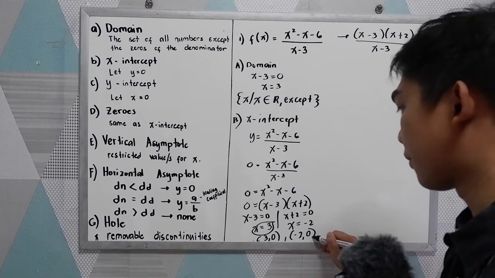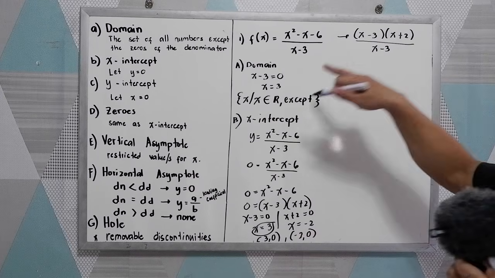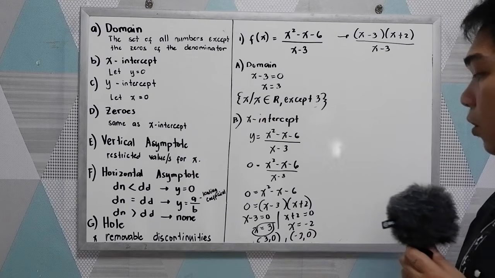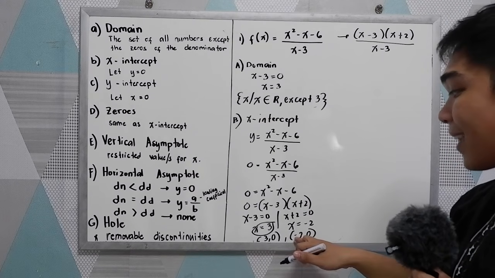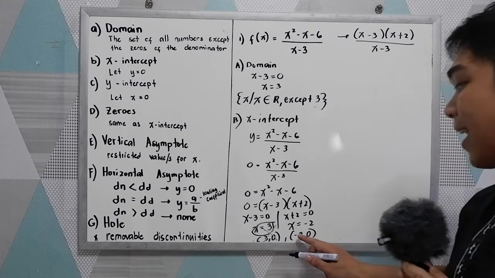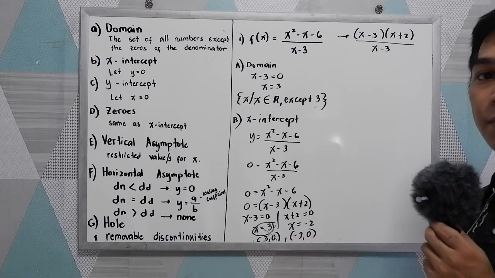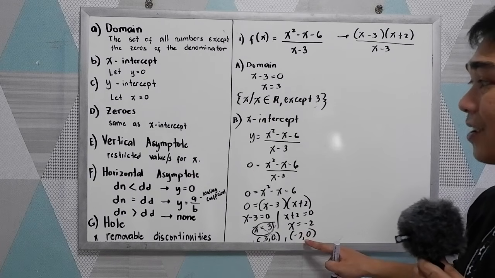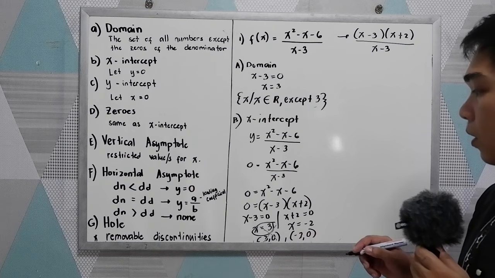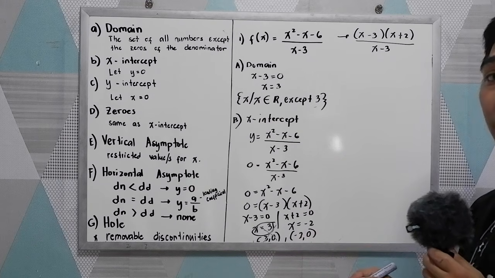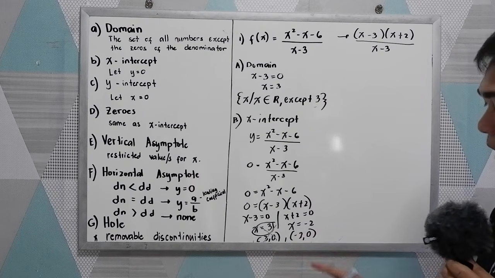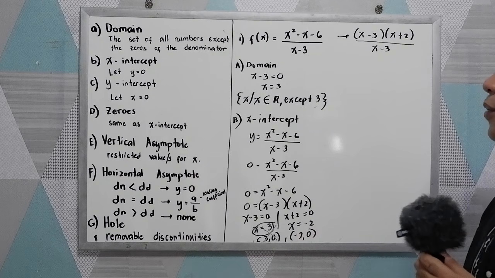and negative 2, 0. But take a look in our domain that our x must not be equal to 3. So we're just going to consider negative 2, 0. So our x-intercept is negative 2, 0. Where did we get 0? That is the value of our y. So let's have a short review. Our x-intercept is a point. That means it must contain our abscissa and ordinate. So our x here is negative 2, then y is 0.